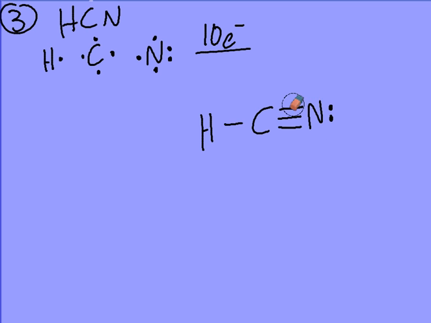Let's check. 1, 2, 3, 4, 5, 6, 7, 8. That is your structure for hydrogen cyanide. You can check by counting the total. 1, 2, 3, 4, 5, 6, 7, 8, 9, 10. That matches up with the electron dot total. And that's 3 examples of Lewis structures using electron dot notation.